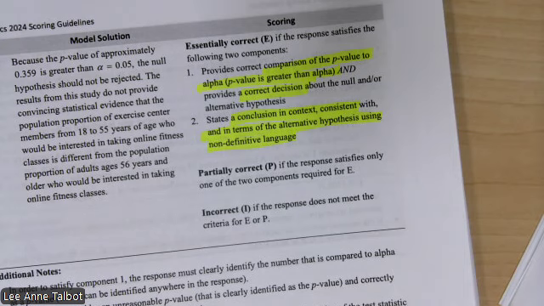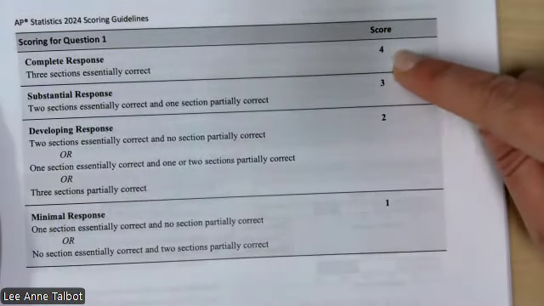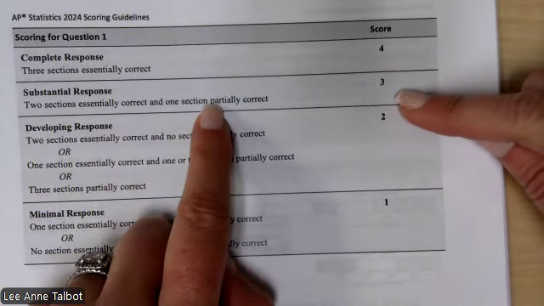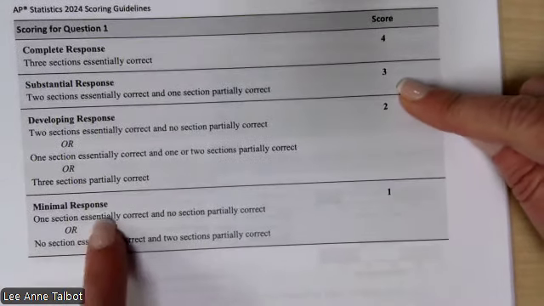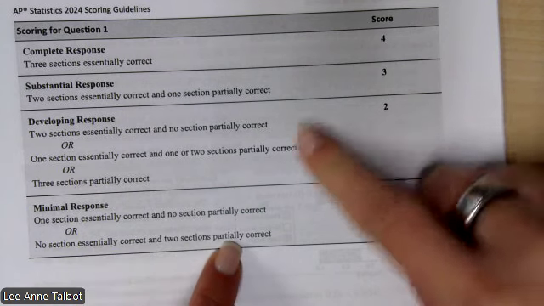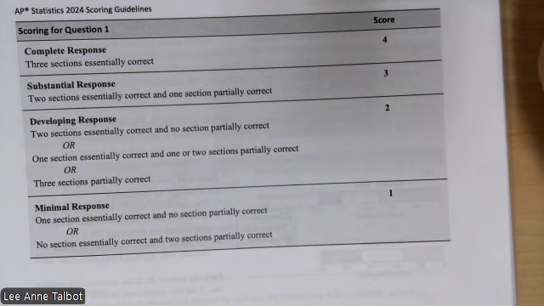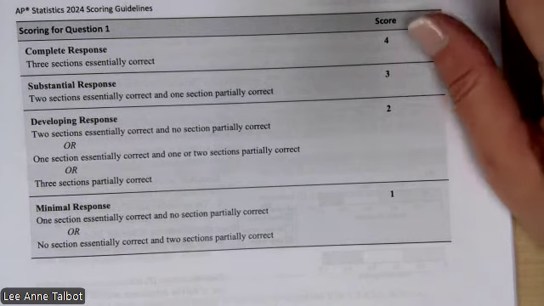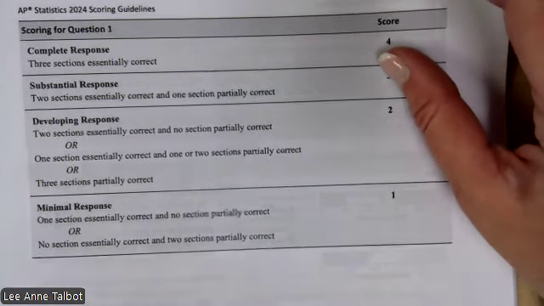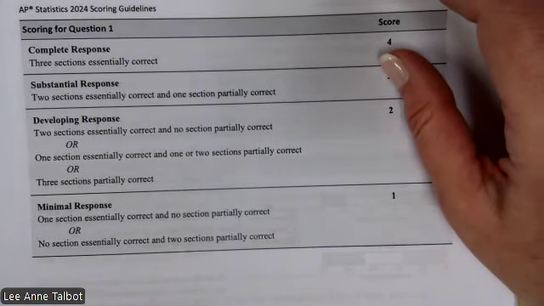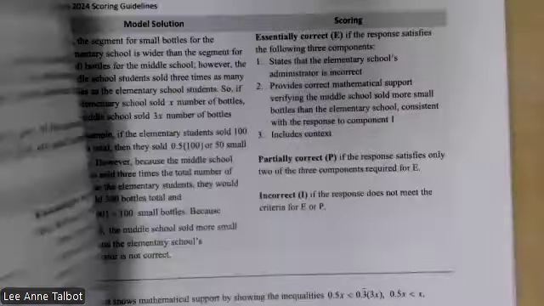I'm just showing you. Okay, so this is how you're going to score this problem. If you got 3 E's, you get a 4. If you got 2 E's and a P, you get a 3. One E and no P's is a 1, and no E's and 2 P's is a 1, and everything else in the middle is a 2. Any questions about what you got? Okay, moving on.